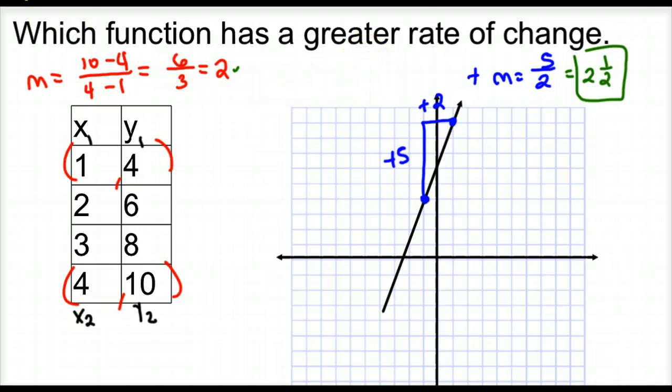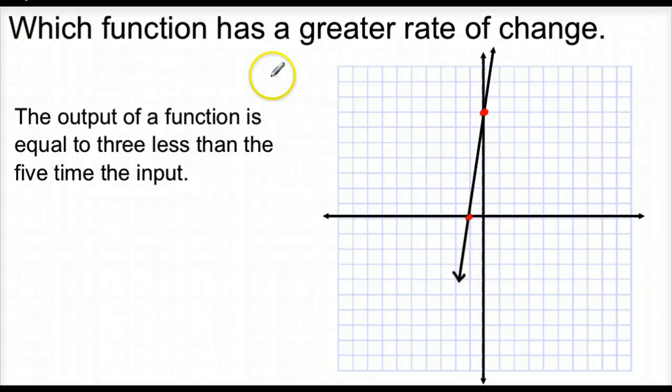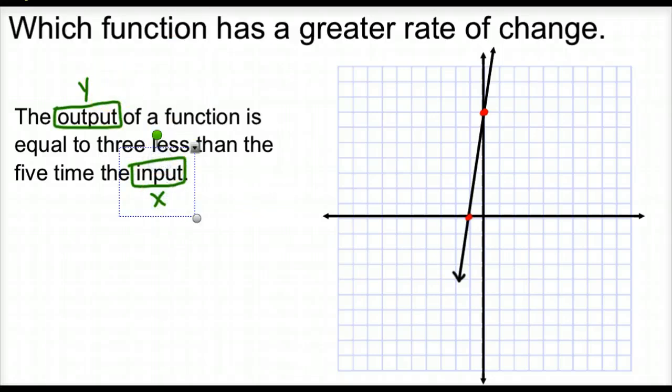One last one. This one's a little bit more challenging. Which function has a greater rate of change? This one gave it to us in word format. The output of a function is equal to 3 less than 5 times the input. The output is the y variable, and the input is the x variable. So it says the output of a function, so y is, meaning equal, to 3 less.